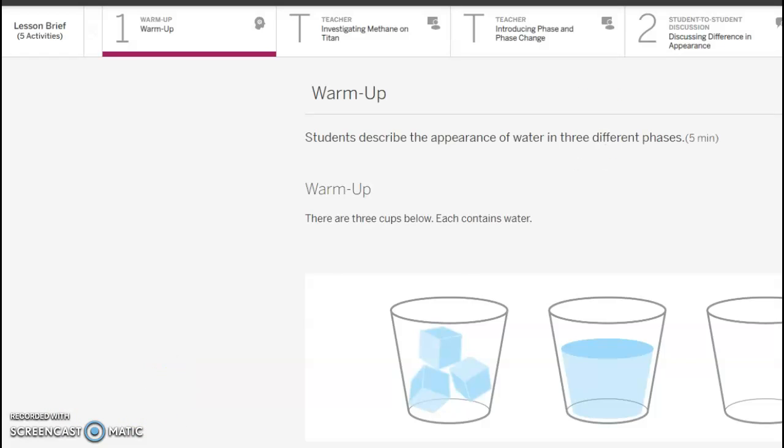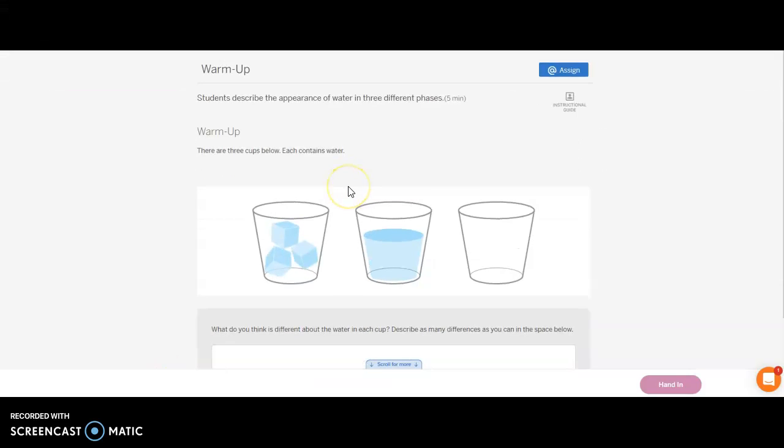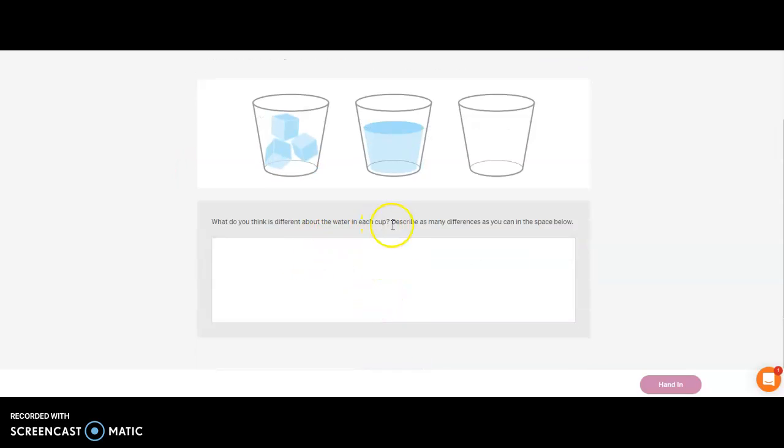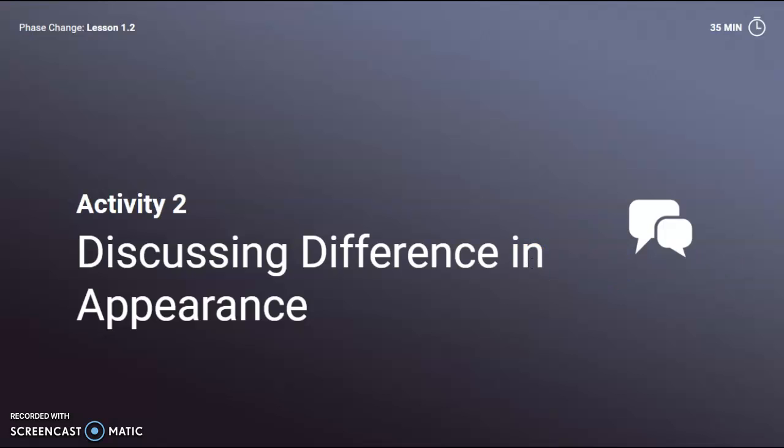So if you open up the warm-up, the warm-up asks you about these three cups below. It says each contains water. What do you think is the difference about the water in each cup? Describe as many differences as you can in the space below. You can pause the video now to answer your warm-up question. Okay, so I hopped over to our PowerPoint slides to help talk us through the rest of this lesson, or part of this lesson.